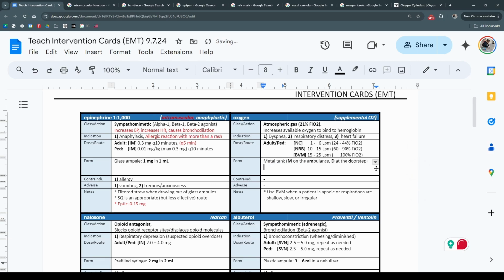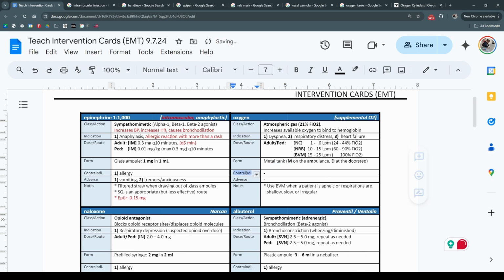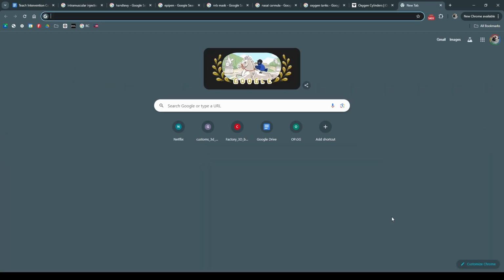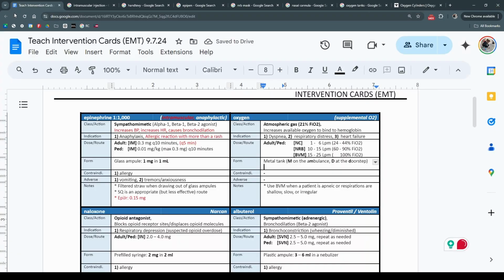That's sometimes helpful. Now, there's no real contraindication for oxygen. I want to put a hypoxic drive. Maybe I should. But what I mean to say is that there's almost no case where I want you to think, wow, I really can't apply oxygen here.